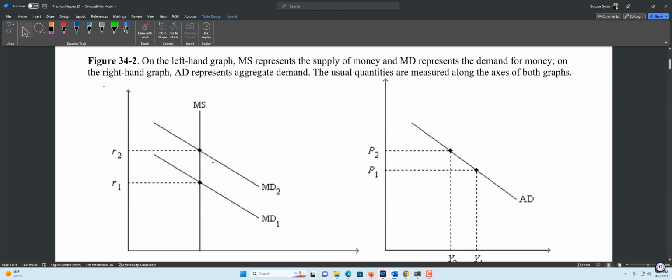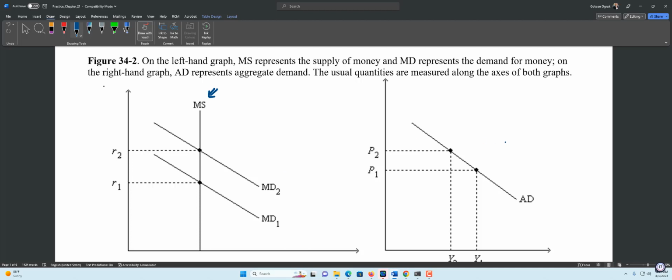Second question, we have two graphs here. The first one represents the liquidity preference theory, and money supply is vertical and determined by the Fed, and the money demand curve is a downward sloping curve. That means when the interest rates are higher, people would like to carry less cash for purchasing goods and services, but they prefer to buy interest-bearing bonds. Therefore, the money demand curve is downward sloping.